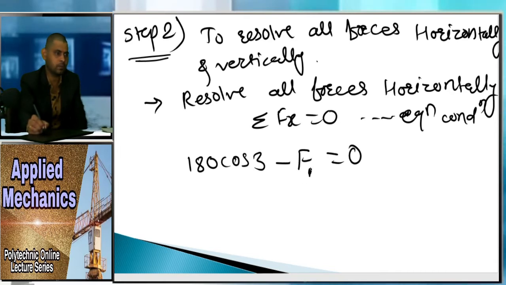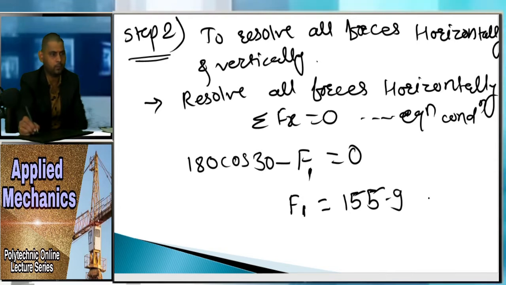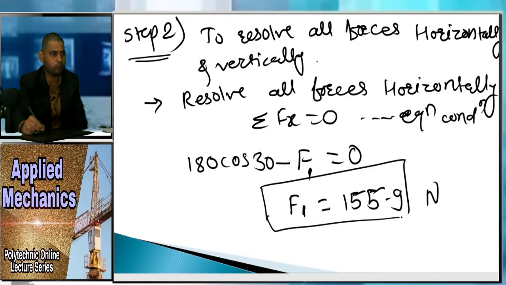So here this F is F1. F1 is equal to 180 cos 30. The value of this is nothing but 155.9 Newton, right? So this is the value of F1.